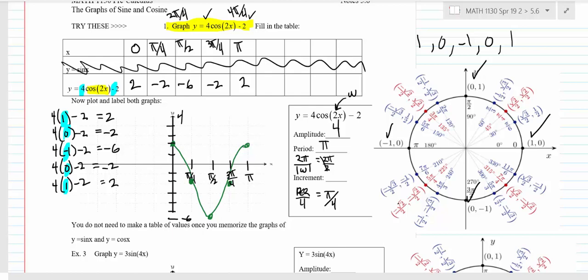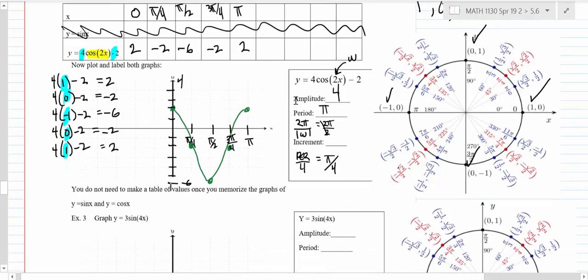And that did everything we expected it to do. You can tell the amplitude is 4. You can tell it's been shifted down 2. If you look at that graph, you can tell all of those pieces from that. Okay, so let's go down to this next one. And again, this one we're going to try to just do with no table, all in our head. That's the goal.